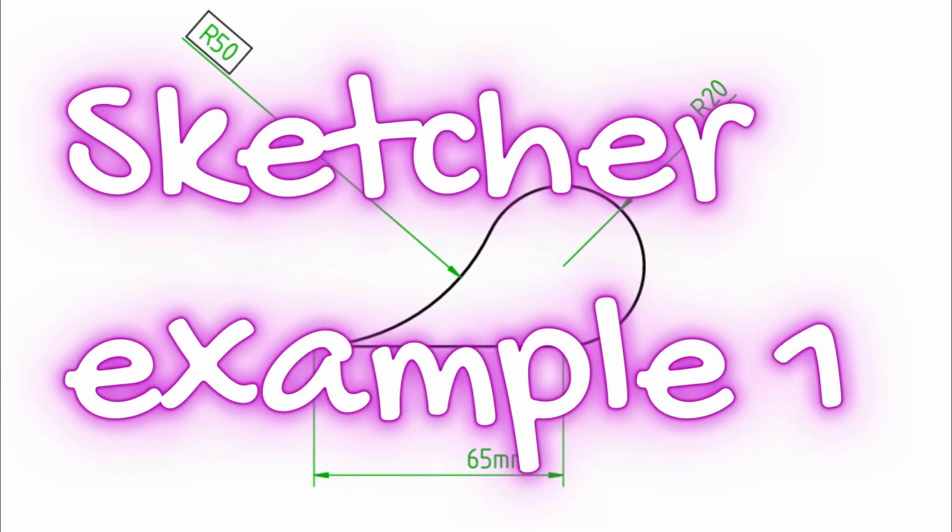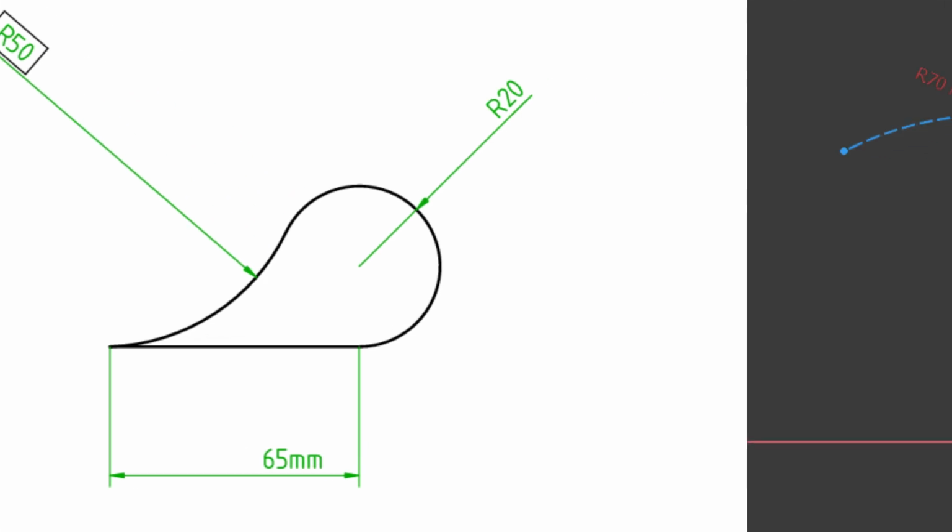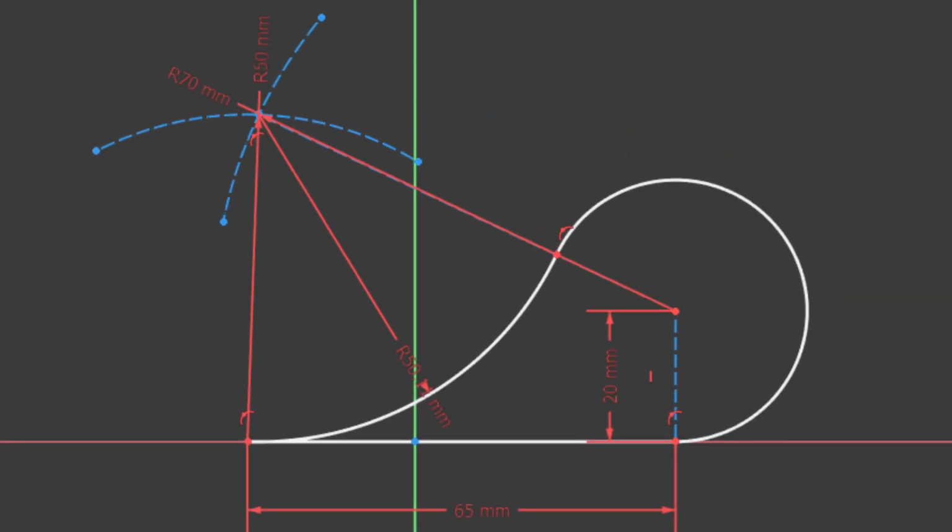And today we're in FreeCAD's Sketcher Workbench, creating a sketch with arcs and lines based on the figure shown on screen. We'll draw a 50 mm arc, blending with a line and a 20 mm circle. Let's jump in.